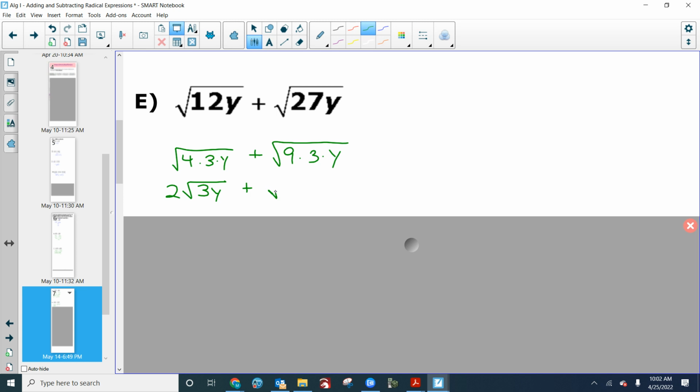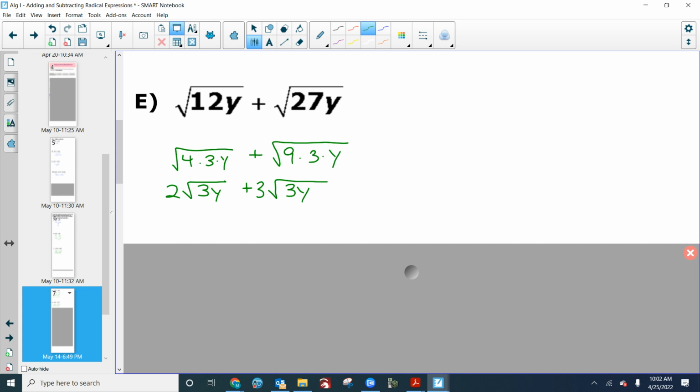Second one, Dorian. Anything come out? 3 come out of 9. Yeah, square root of 9 is a 3, and a 3y is left inside. Would you look at that, Bailey? You get 5 radical 3y's, don't you? You have 2 radical 3y's, and you have 3 more radical 3y's. Now you have 5 radical 3y's. Does everybody understand how I got there?